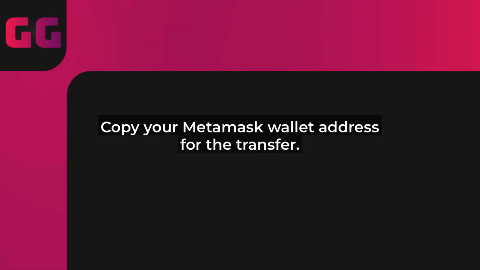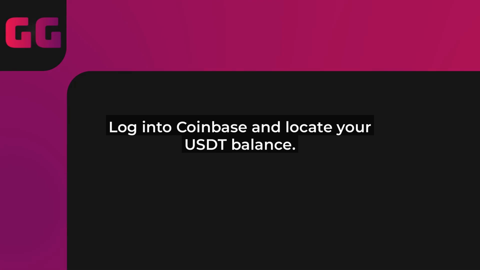Step 1. Open your MetaMask app or extension and ensure it's connected to the Ethereum mainnet. In 2025, MetaMask might have some new security features, so look for any prompts to verify your wallet. Copy your wallet address. That's the long string of letters and numbers starting with 0x, because you'll need it for the transfer. Next, log into your Coinbase account.